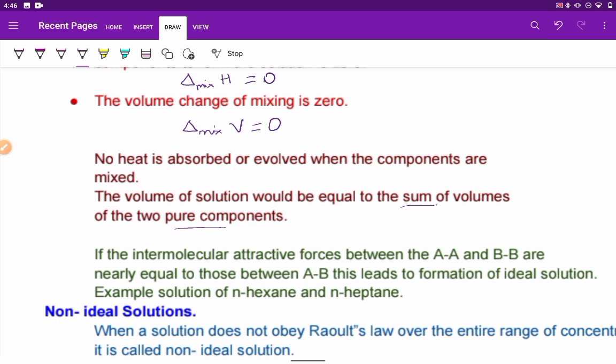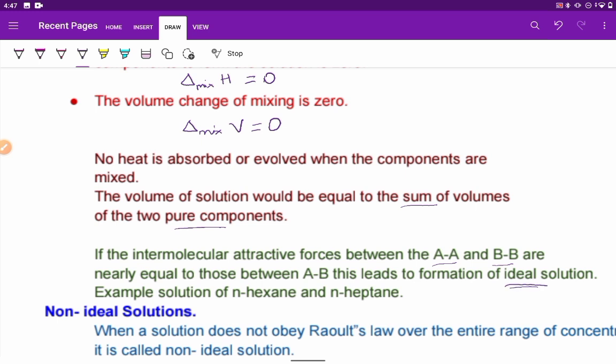Now, we are using two components A and B. A is a pure component, B is a pure component. When the intermolecular attractive forces between AA molecules and those between BB molecules are nearly equal to the interaction between A and B, what we will get will be an ideal solution.